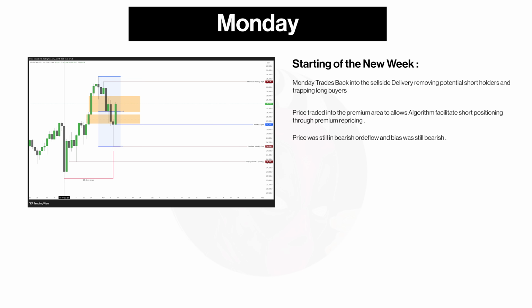The important factor to pay attention to is that price has not shifted order flow to bullish, it has only traded back to the premium area. From there, we can expect price to deliver lower. This is the important thing many people miss because of this green candle, and they start to look for bullish delivery.